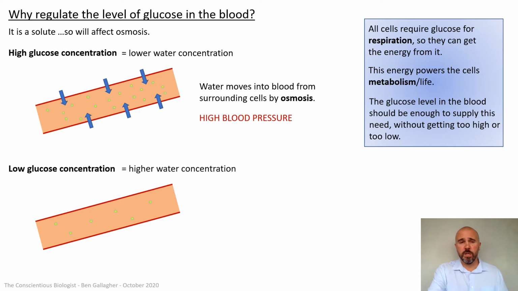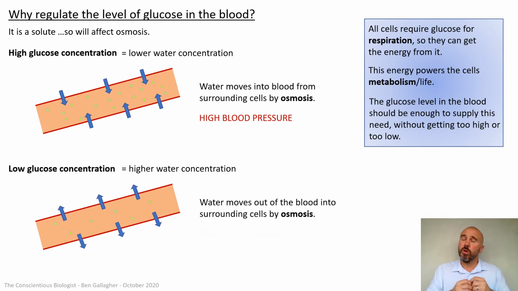But flip that round, you also don't want a low glucose concentration in the blood, because if you've got a low glucose concentration, then the water concentration is much higher. If the water concentration in your blood is quite high, water will move out of your blood, so it's going to cause low blood pressure. If you've got low blood pressure, you're not going to have enough pressure to send blood up to your brain, to send it everywhere it needs to go, and that's bad for the body as well. So in both those scenarios, be it a high or a low blood sugar concentration, it's bad news for the body, and it all comes back to osmosis.